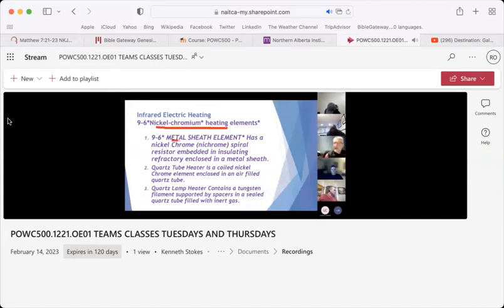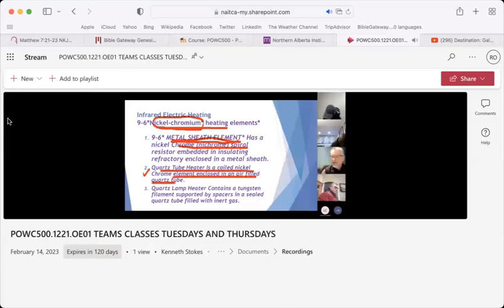One is called a metal sheath element. Most everything that creates electric heat has a specific metal called nickel chrome or nichrome. When it's connected to electricity, it has the right amount of resistance. It will glow and create that radiant heat. So 3 different kinds of elements for that: a metal sheath or a quartz tube heater, a coiled nichrome or nickel chrome element enclosed in a quartz tube. And the quartz lamp heater contains a tungsten filament supported by spacers in a sealed quartz tube with inert gas.